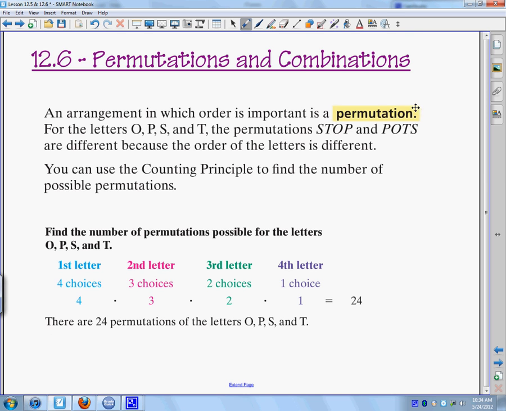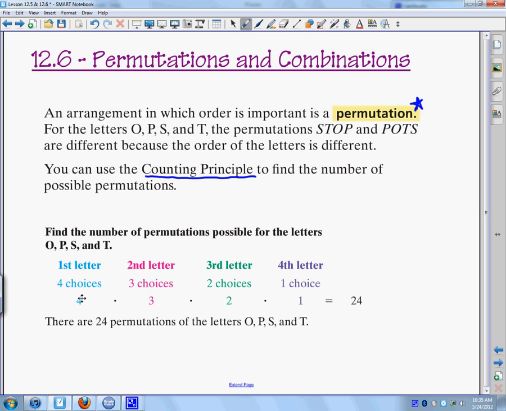A permutation, so write this down, is an arrangement in which order is important. So I want every single one of my things to be ordered a different way. So if I have the letters O, P, S, and T, how many different ways can I put them? You use the counting principle to find the number of possible permutations. Here's an example. I have 4 letters. Find the number of permutations possible for the letters O, P, S, and T.